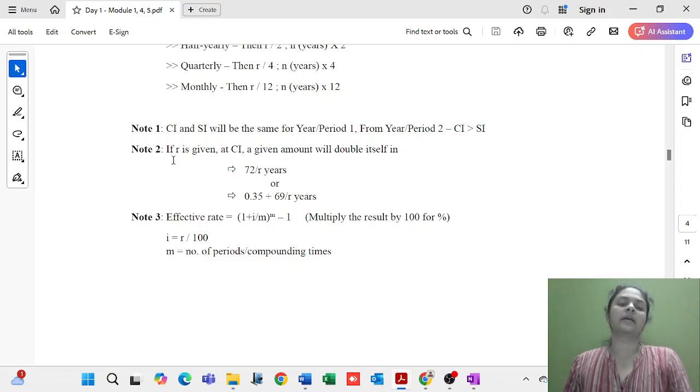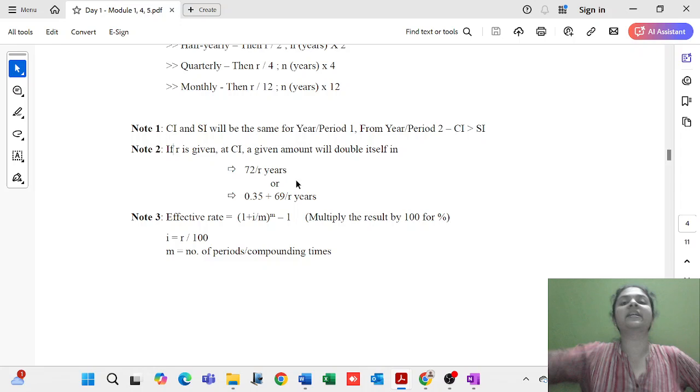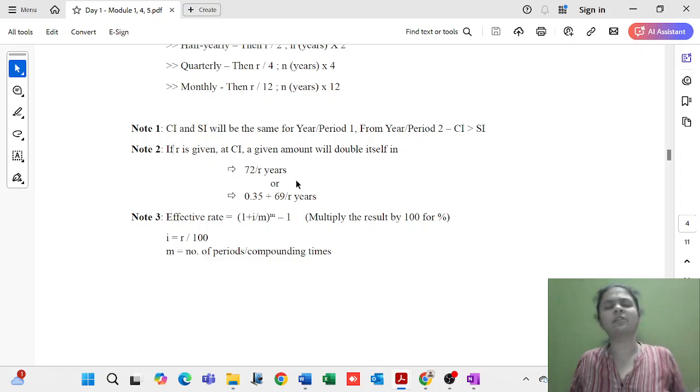Okay? Next, if R or rate of interest is given for a compound interest, then a given amount will double itself in 72 by R years. Say for example, if they give you a certain amount of money is invested at 5% per annum, find the period in which the amount will double itself. We don't know what the amount is, it can be anything. Find the period in which the amount will double itself.